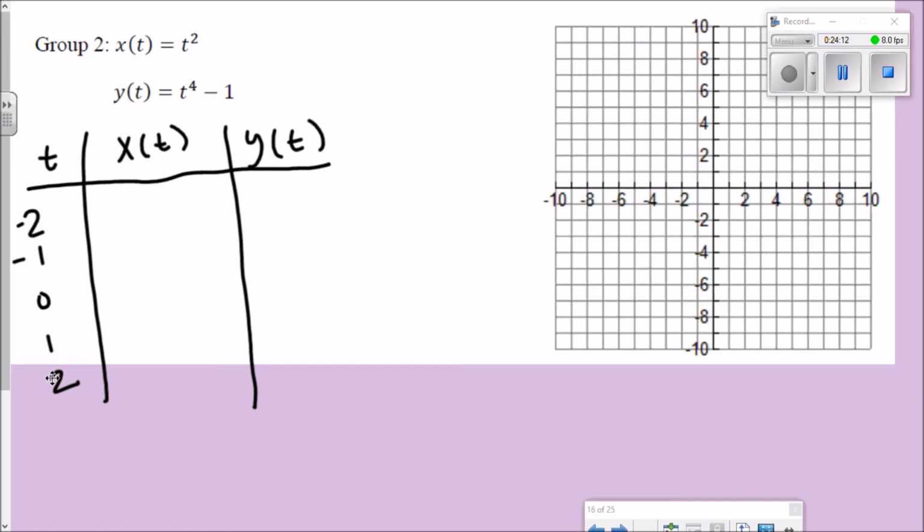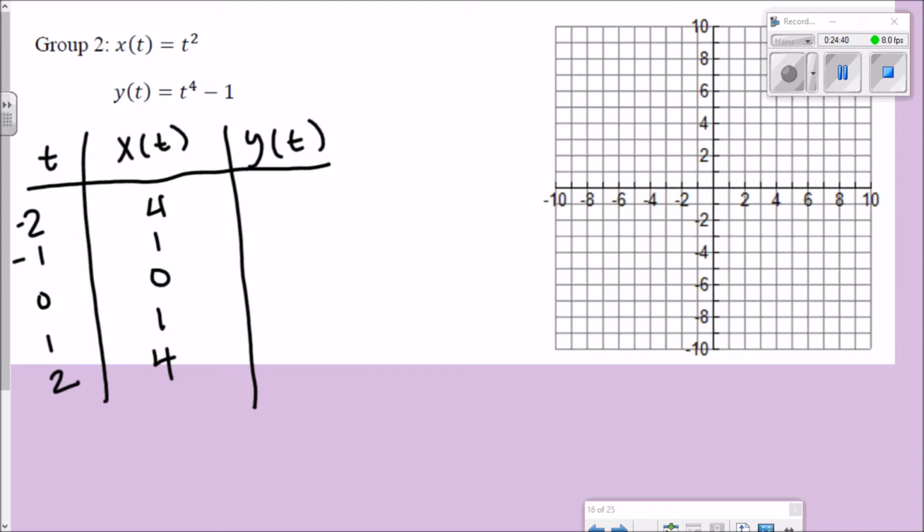All right, now I'm going to start plugging them into my x function. And you see something pop up right away that tells you this is going to be a little bit different. So when I plug them into my x function, what happens? Negative 2 squared is 4. Negative 1 squared is 1. 0 squared is 0. 1 squared is 1. 2 squared is 4. All right, those are my x values.